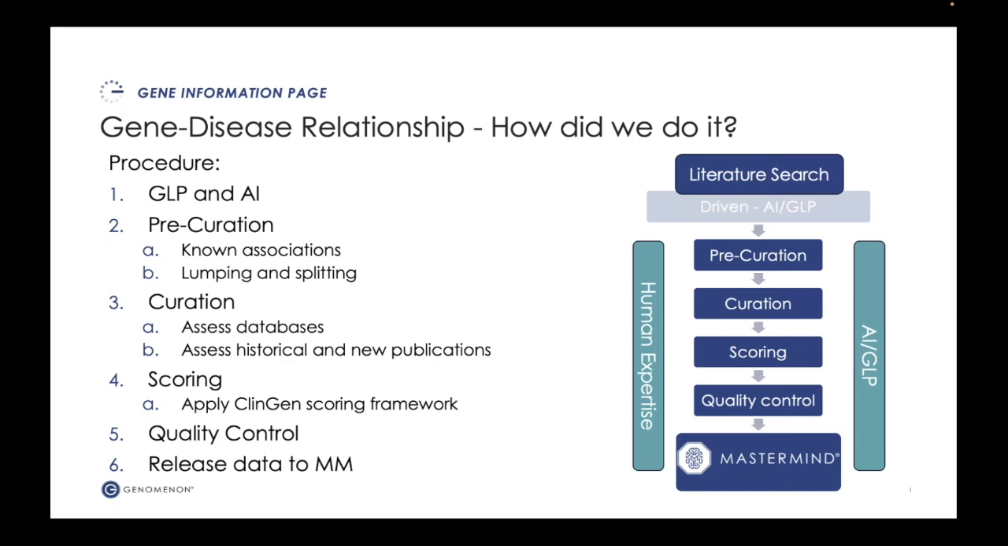This is followed by quality control by a quality team that we have here at Genomenon, composed of many specialists as well as a product quality manager. Once all of that data has been curated by our human experts as well as quality controlled again by more experts, we release this data into Mastermind.